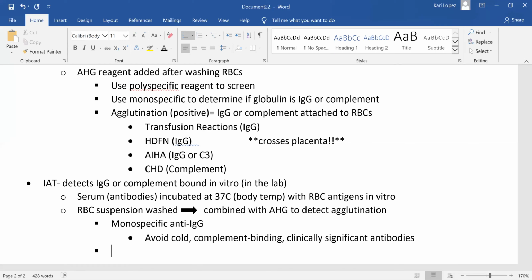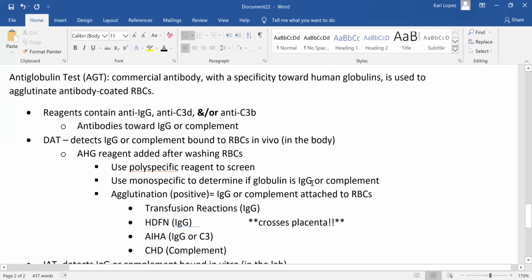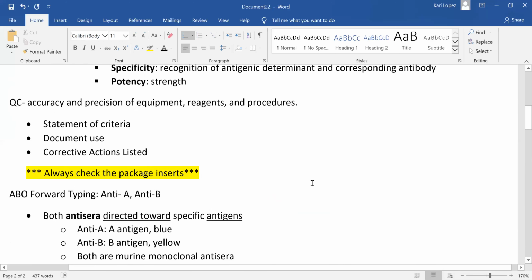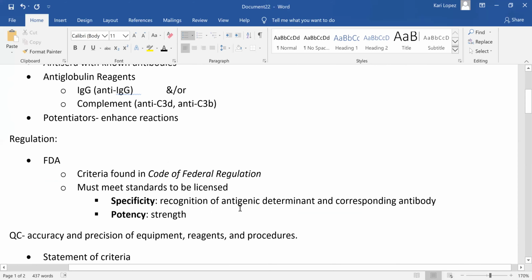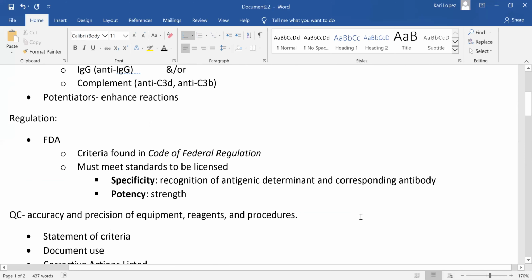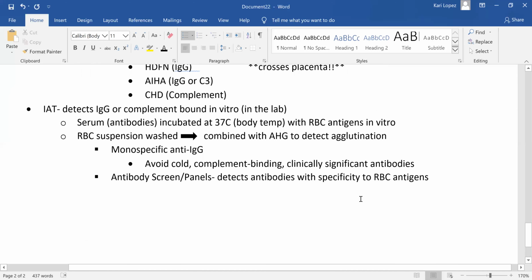Now, some other reasons you would do an IAT is going to be an antibody screen. And what those do is detect antibodies with specificity to red cell antigens. And if at any point you don't know what that means, you can go back and check in your book. So I'm going to go back here and check specificity again so we remember what that is. Your specificity is the recognition of the antigenic determinant and the corresponding antibody, so that it does indeed react with the antigen it says it will, or the antibody that it says it will.